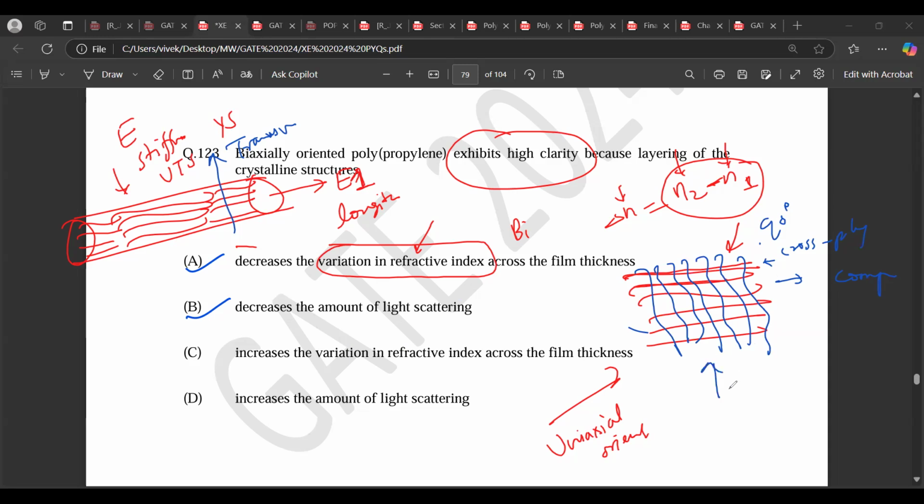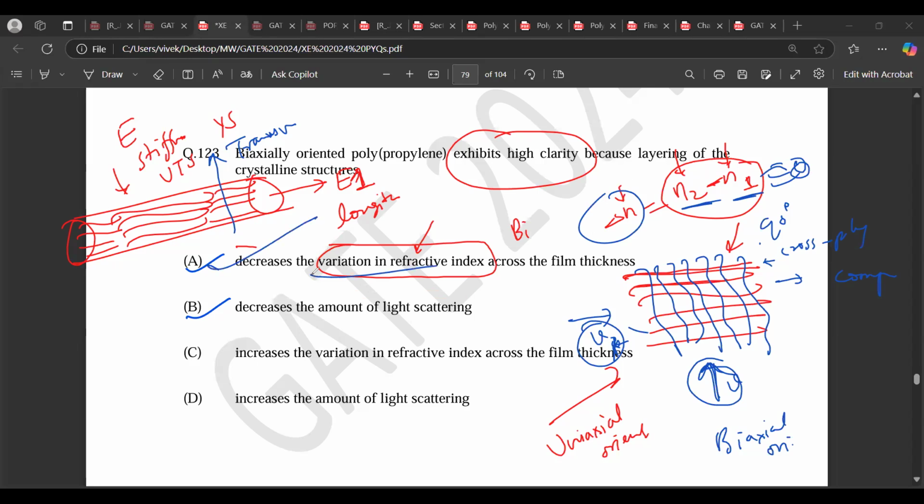So you have the same velocity in this direction, the same velocity in this direction, because you don't have any biased or specific orientation. We call it biaxial orientation. In one direction, there is no single orientation. It's an orientation in both directions, biaxial orientation. Now you don't see very different light speed in two directions. Light speed in two directions is the same, and that is why there is no difference in N1 and N2. That means birefringence is almost zero. If almost zero, then the first option is correct, decrease in variation.